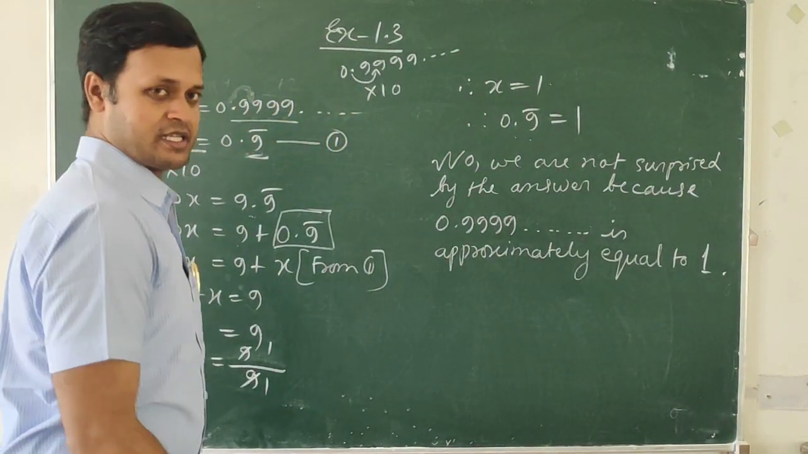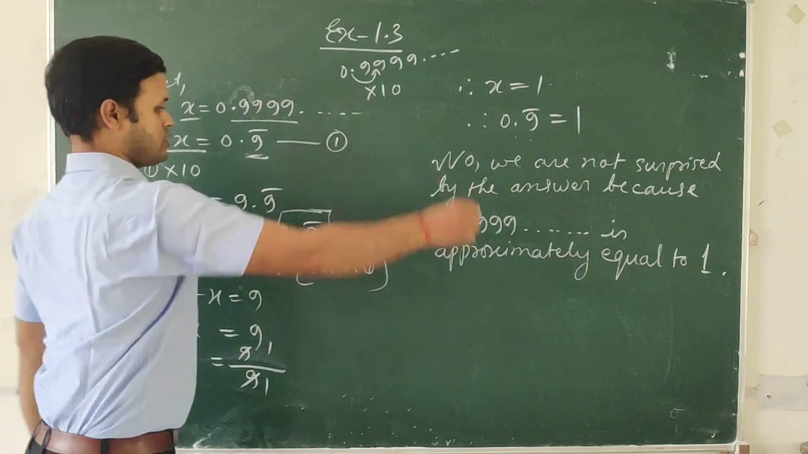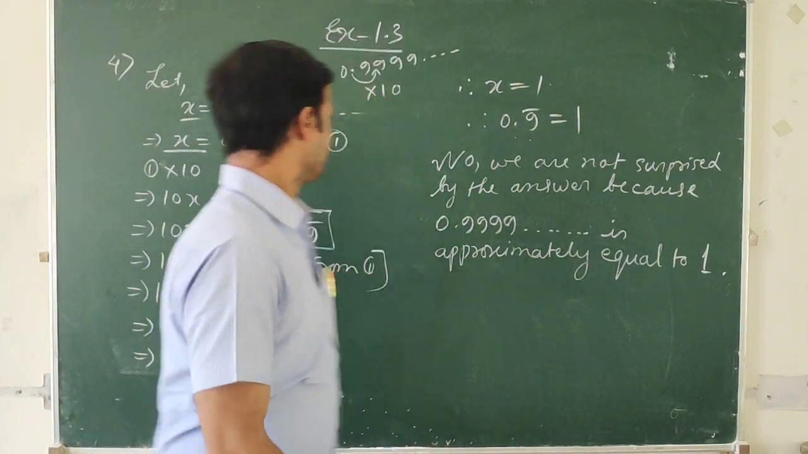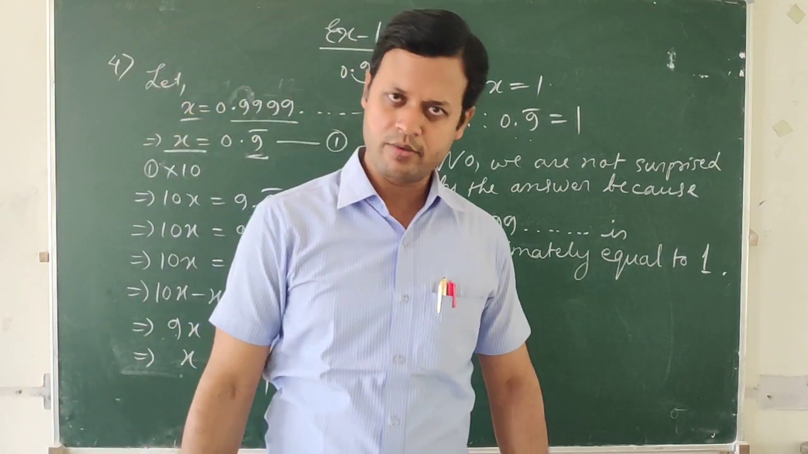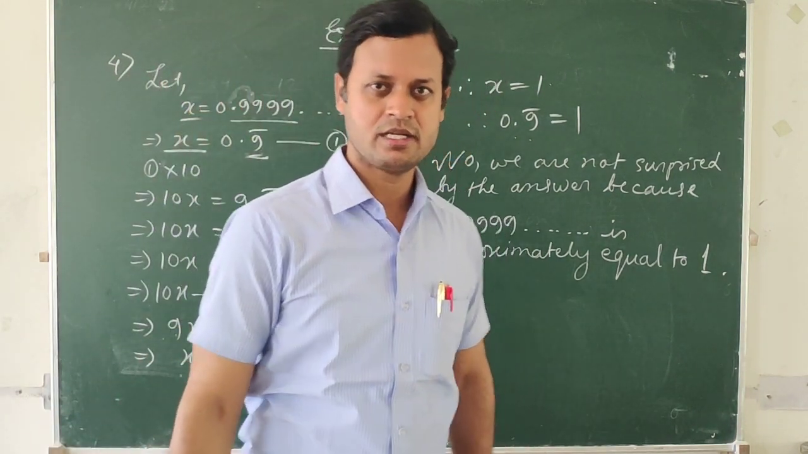Now, are you surprised by the answer? 0.999 became equal to 1. No, we are not surprised, because 0.99999 is approximately equal to 1 only. We are not surprised. Is it okay?